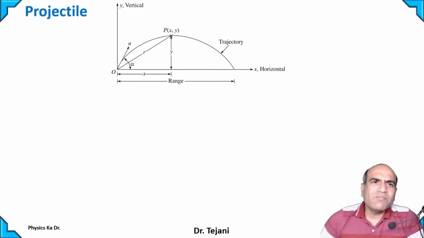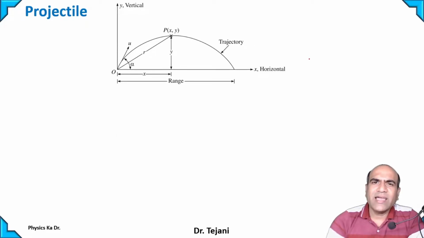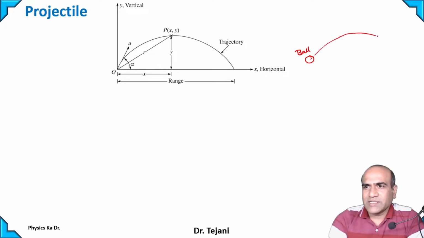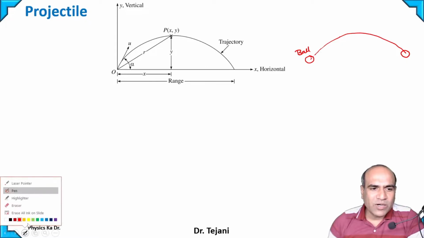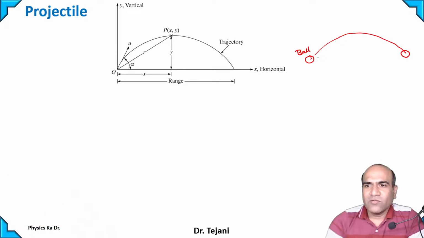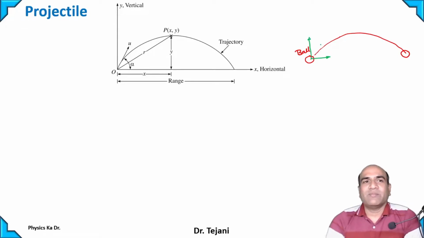Now we have some basic understanding of projectile. What is a projectile? Any object which is thrown in air, say for example, a ball hit by a cricketer for a six. So what happens? The object takes a projectile path like that, and it has two components. One, it has a horizontal component, and another it has a vertical component.